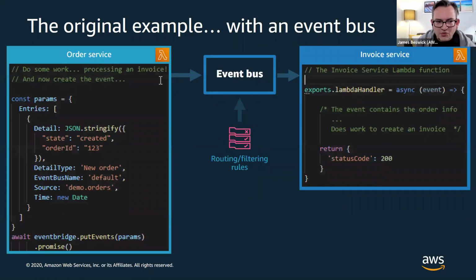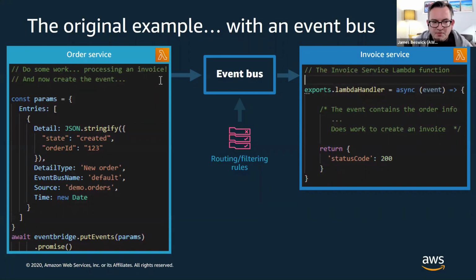In this case, the order service on the left, and we're using Node.js here, but you could use any runtime that you prefer. It constructs a parameters object in JSON. And you'll see that it contains a lot of those parameters we saw earlier. We've got a source of demo.orders, and here we've got a new order with some detail and order ID. In real life, you can actually put a very, very large amount of data in here. The payloads can be significantly bigger, but just for an example, this shows you what a minimal order could look like. And at the very end, it calls the putEvents method on EventBridge to put that in.